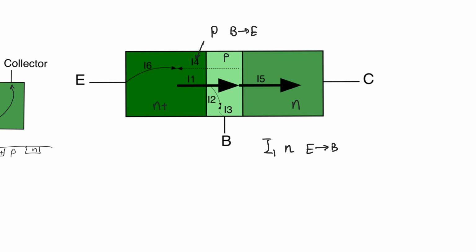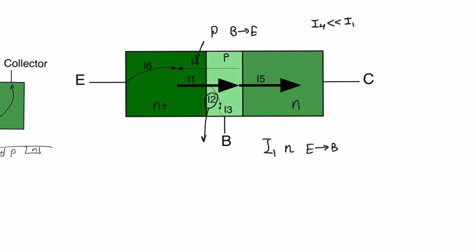So I4 is a very small current. I4 is a very small charge flux. Why? Because the base is much less heavily doped than the emitter. And so we can say that I4 is much smaller than I1. And this is because of the differential doping of the base and the emitter. So what is I2? Let's now talk about I2.